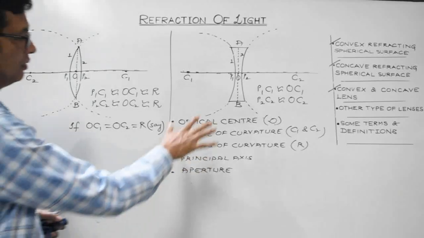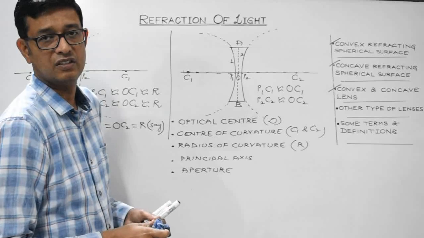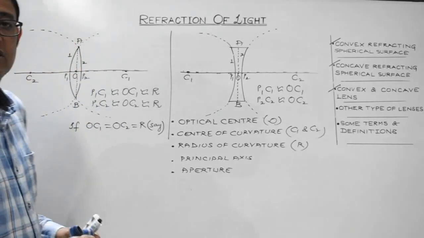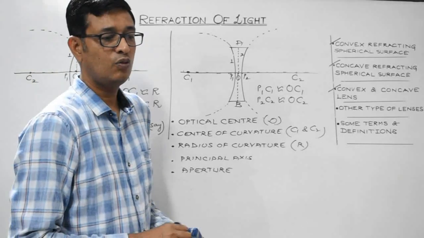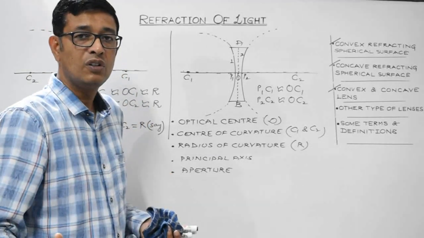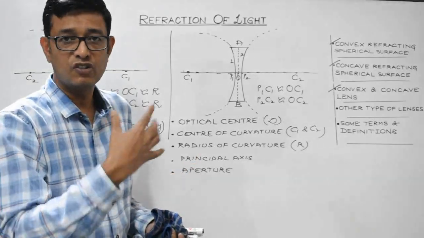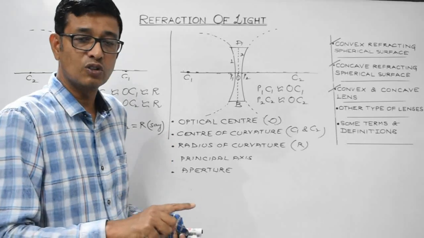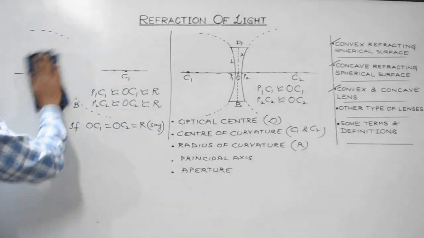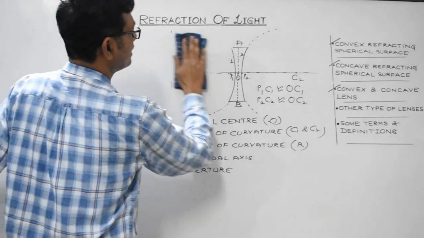But I hope these definitions are very clear. I mean, it should be crystal clear. There shouldn't be any sort of problem. Okay, now let's discuss principal focus. And while dealing with this definition, I'll also try to convince you why a convex lens is known as a converging lens, and a concave lens is also known as a diverging lens. So let's discuss principal focus and concentrate on the converging and diverging nature.